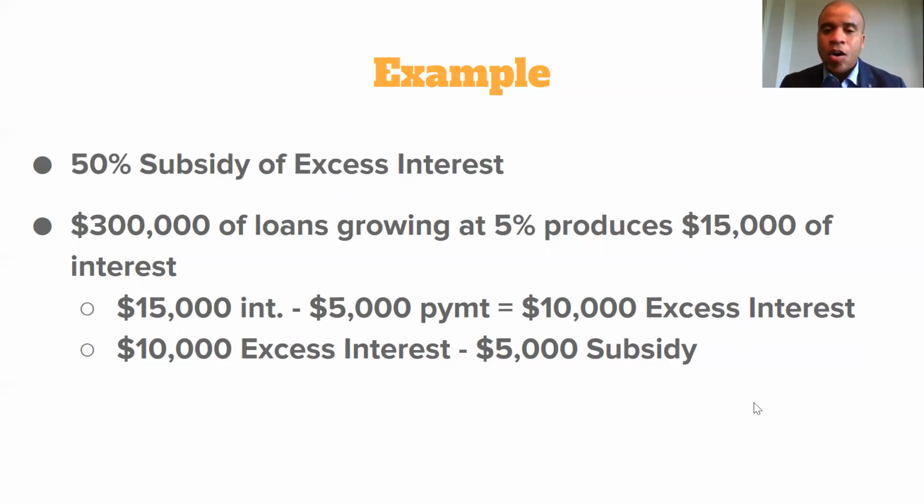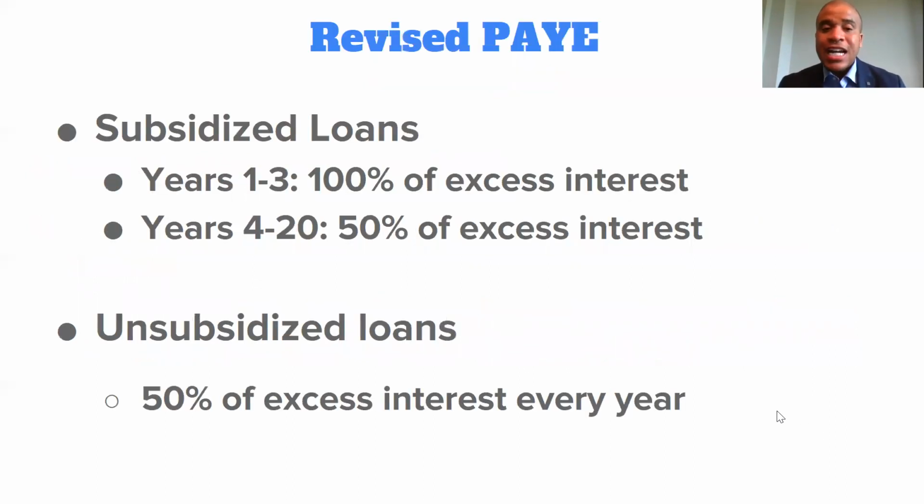Now, how does this tie all back into the Revised Pay-As-You-Earn plan and subsidized versus unsubsidized loans? Well, with the Revised Pay-As-You-Earn plan, the subsidy also differs between subsidized and unsubsidized loans. If you have subsidized loans under the Revised Pay-As-You-Earn plan, then in the first 3 years of your repayment, 100% of the excess interest will be covered through subsidies. And in years 4 through 20, 50% of the excess interest will be covered.